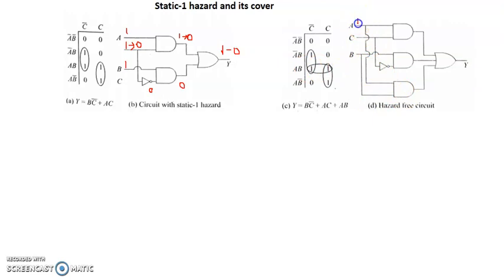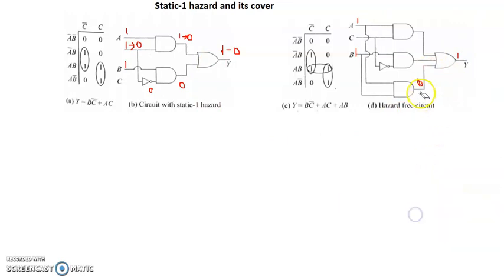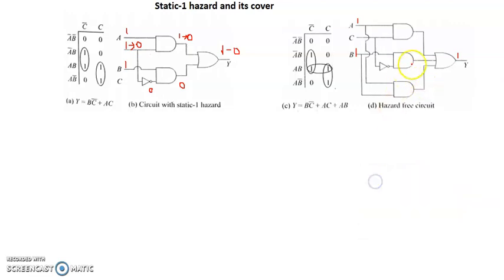Our explanation was considering when A and B were 1, 1. When C was changing from 1 to 0, we were getting a hazard. Now A and B is 1, 1, so this output is always 1. When this output is 1, one of the inputs across this OR is 1, then the output is always 1. There is no possibility of getting a 0 across the output. So that is how we avoid, or cover, this hazard.